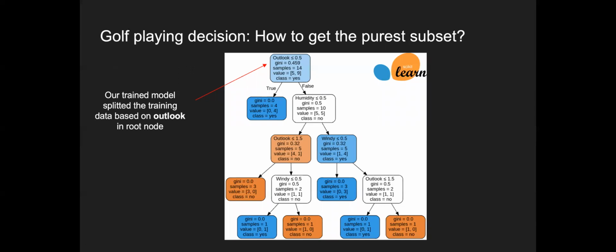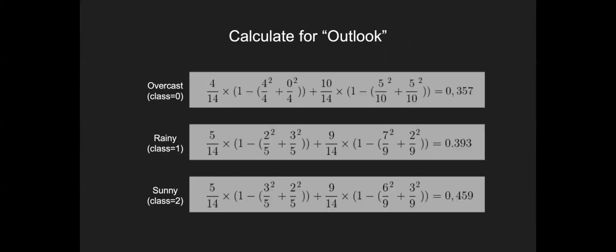Our trained model split the training data based on the outlook in the root node. Let's look at how it made this decision. Here we have each of the values in the outlook feature: overcast, rainy, and sunny. And here are the values for them, 0, 1, and 2. We start with calculating for overcast. We have 4 instances of overcast out of 14 days. In all these 4 cases, the answer is yes. Then the rest are no.